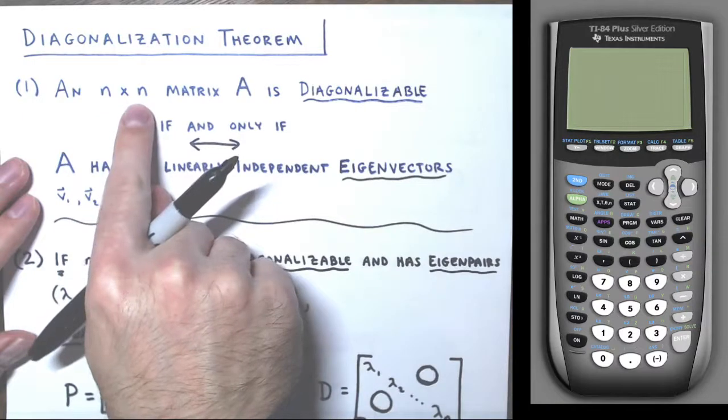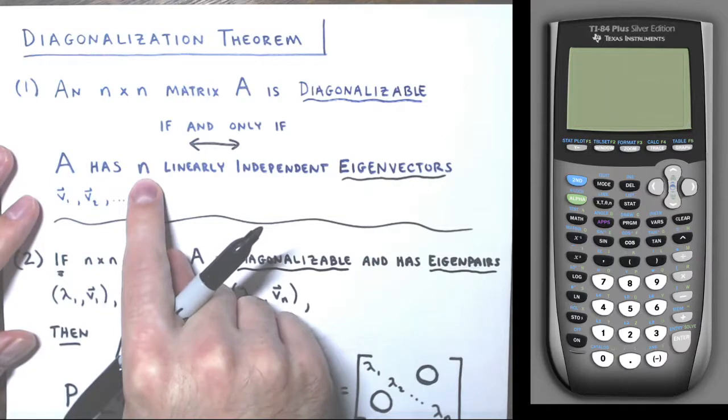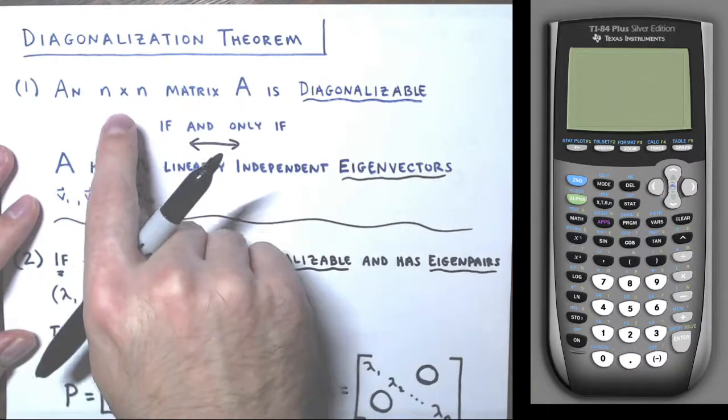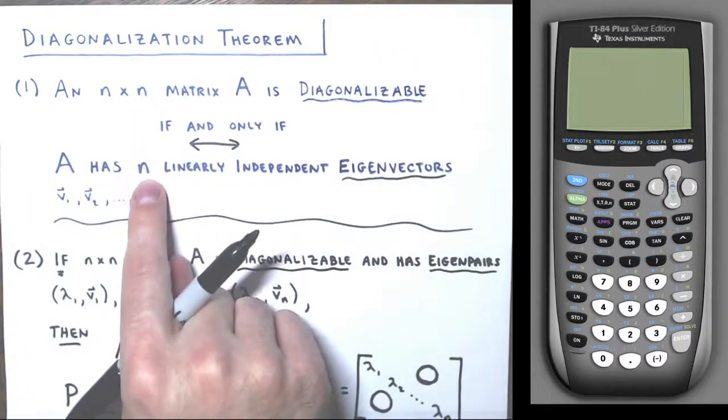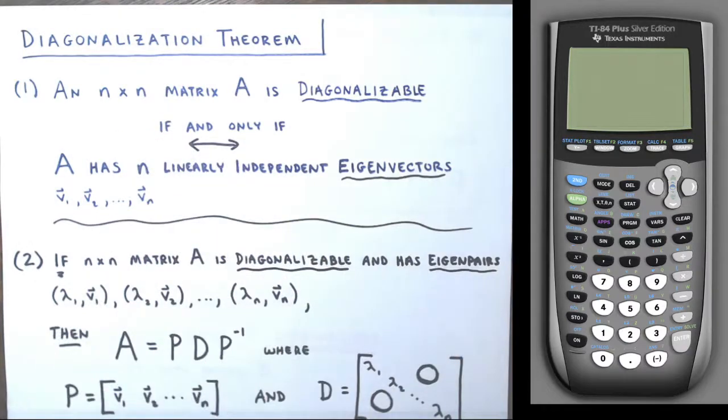So if we're talking about a 2 by 2 matrix, it's only diagonalizable if the matrix has 2 linearly independent eigenvectors. If it's a 3 by 3, the matrix has to have 3 linearly independent eigenvectors. 4 by 4, 4, and so on. Can't have fewer, and it definitely can't have more. It has to have exactly n linearly independent eigenvectors if it's an n by n matrix in order to be able to be diagonalized.